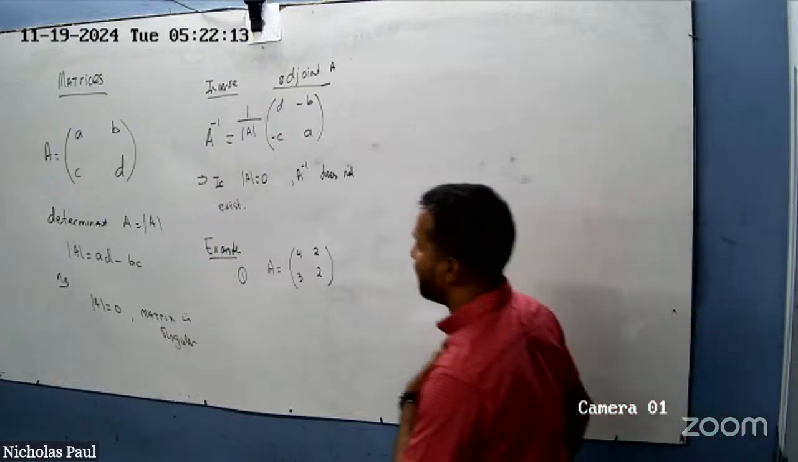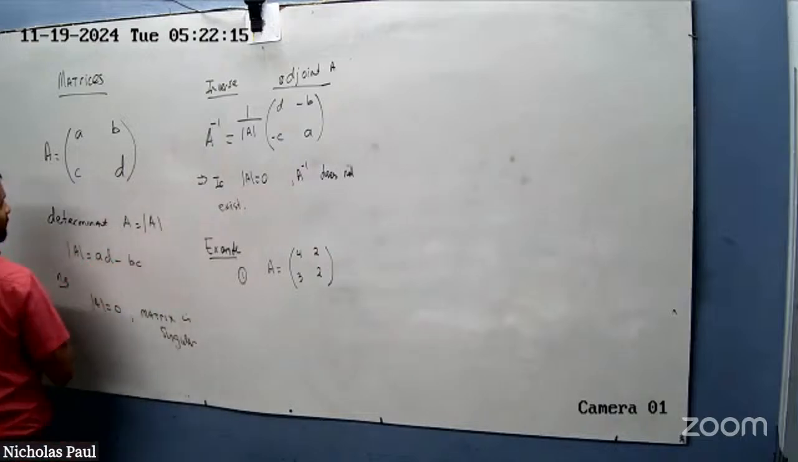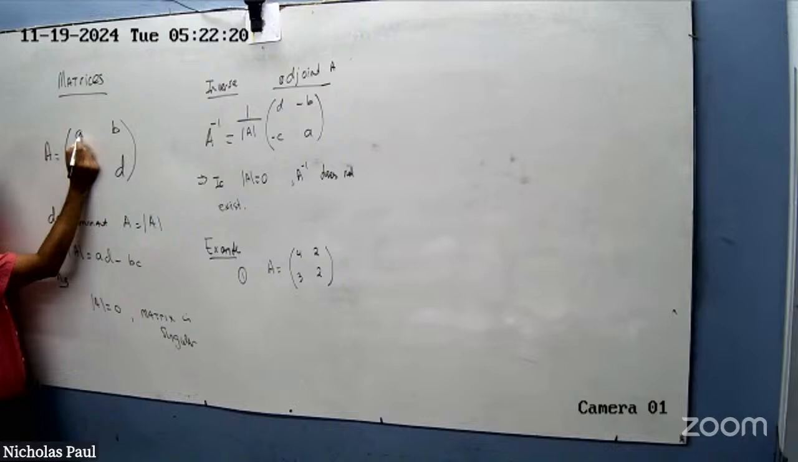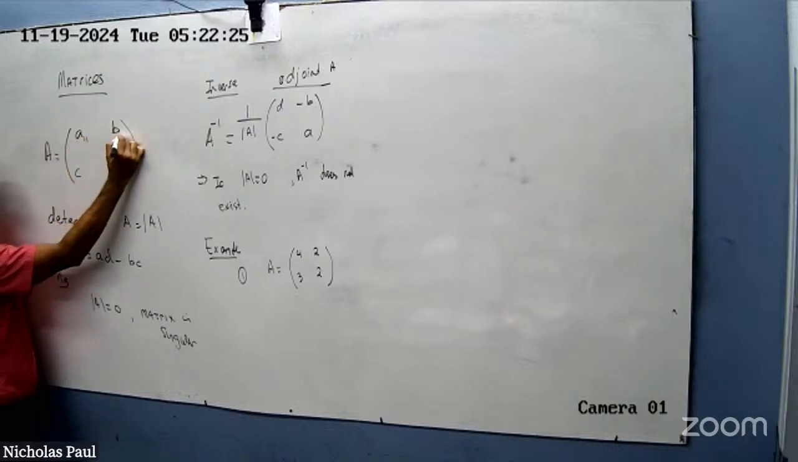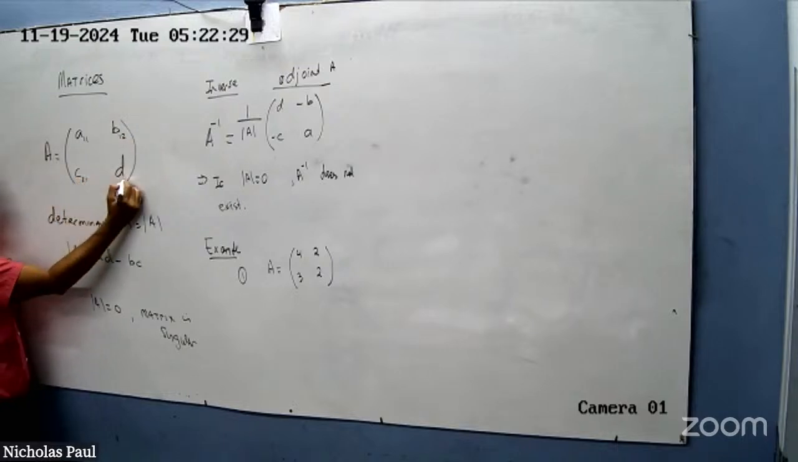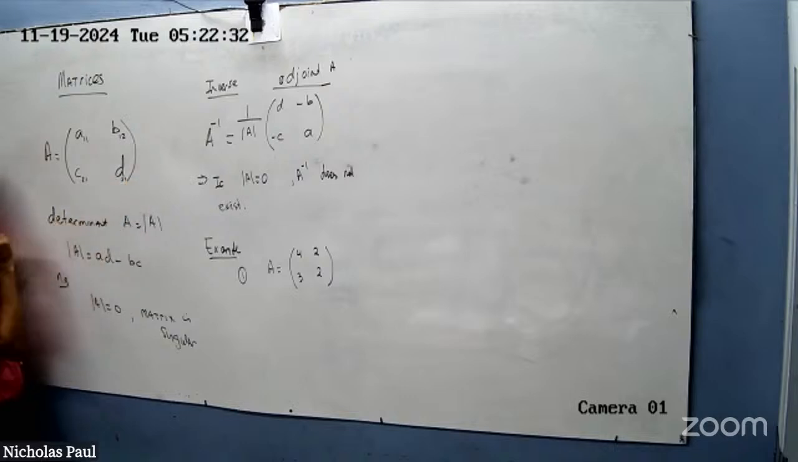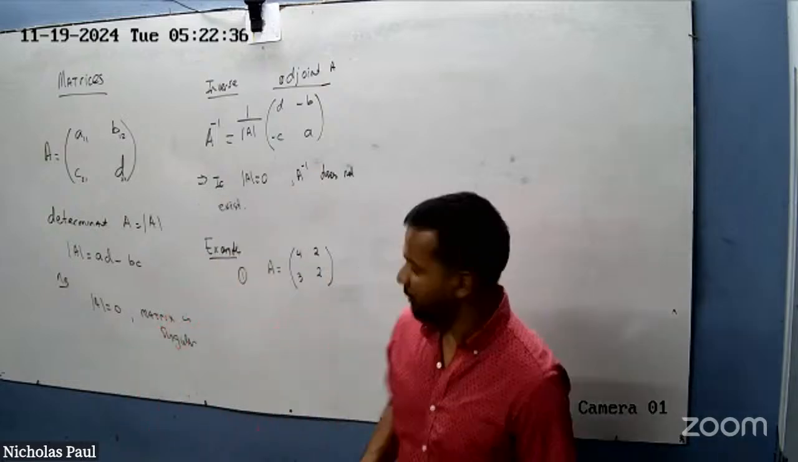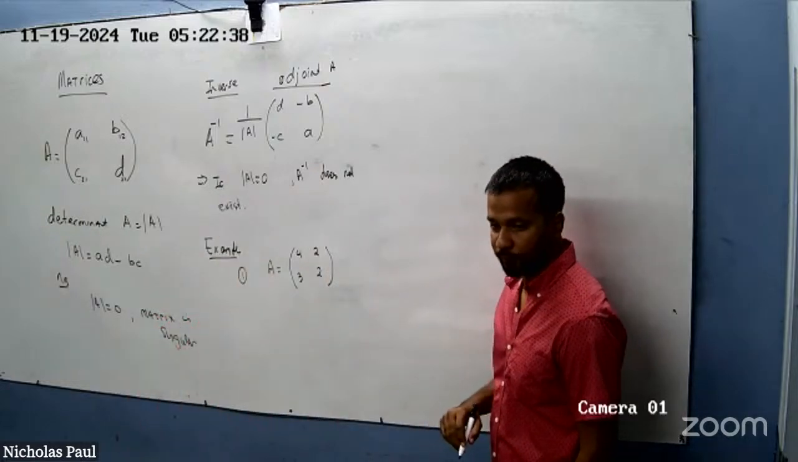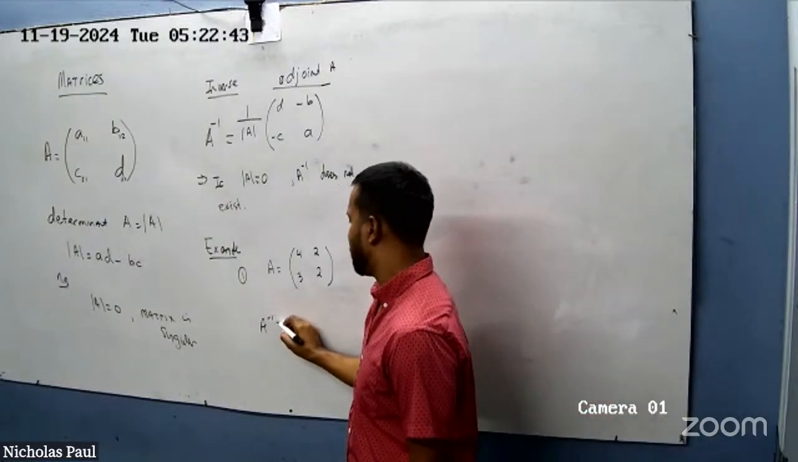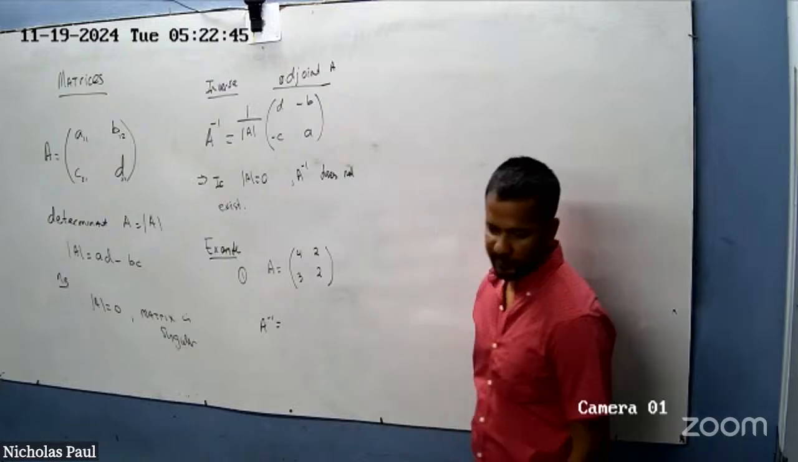Please remember notation, just in case you forgot. This position is row 1, column 1. This position here is row 1, column 2. This position here is row 2, column 1, and row 2, column 2. Sometimes I might use that, but I'm not really going to focus on it. Now find the A inverse.